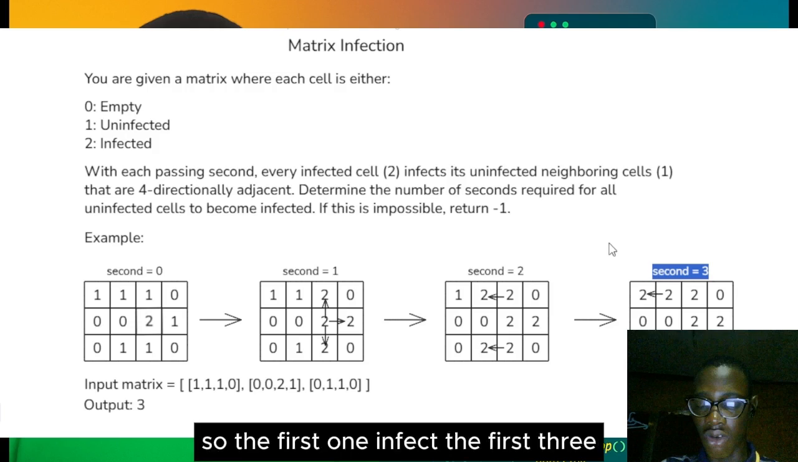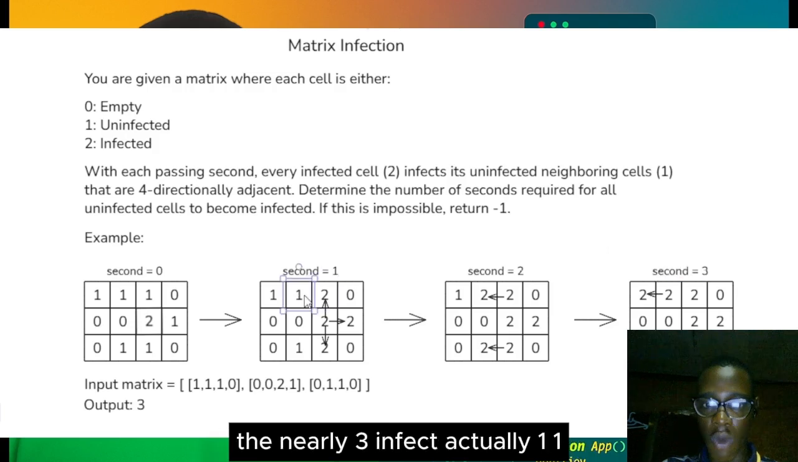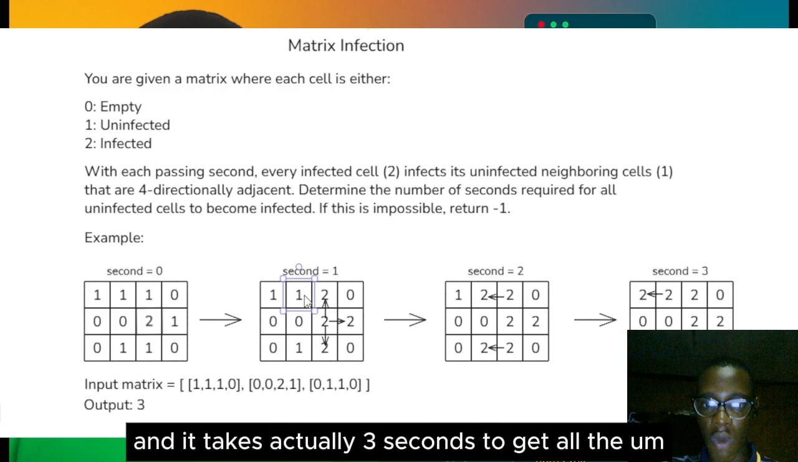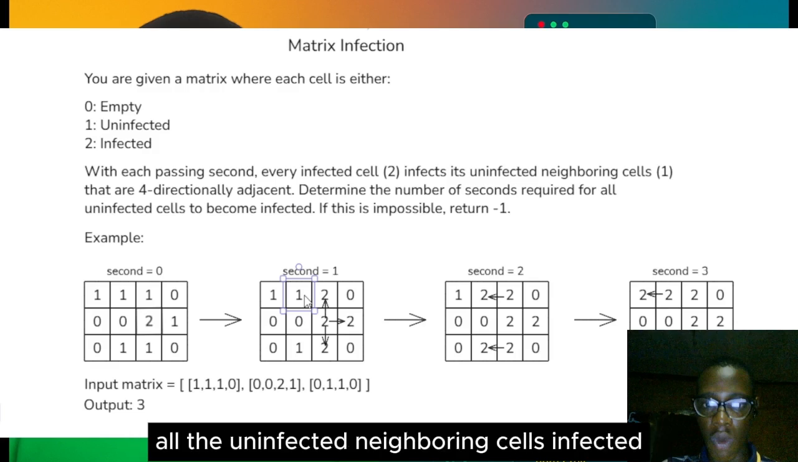So the first one infects the first 3, then the second one infects the newly infected 1 right here, while this particular one right here then infects this last one, and it takes 3 seconds to get all the uninfected neighboring cells infected.